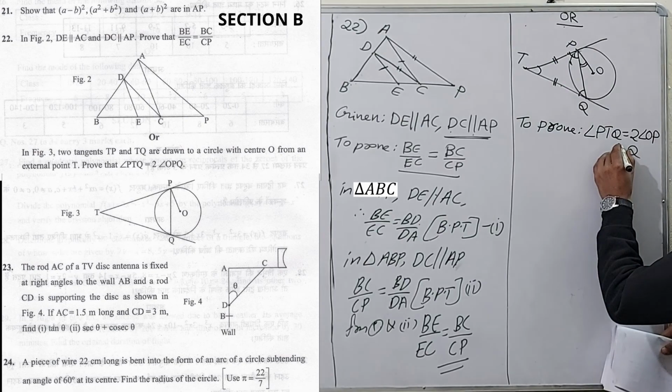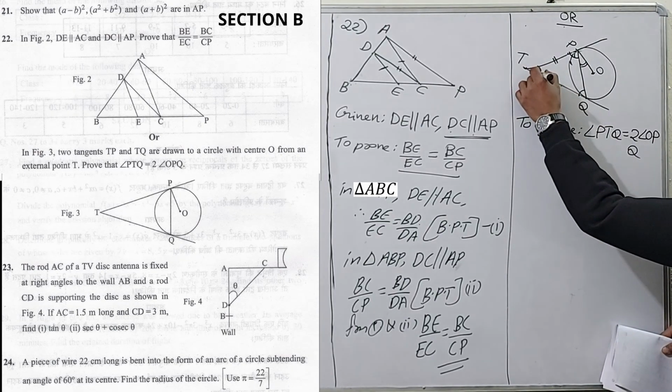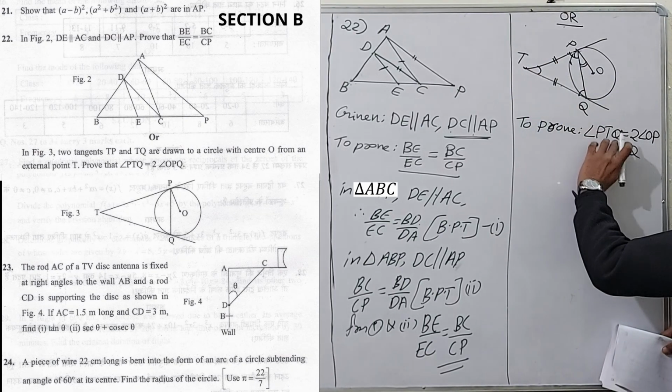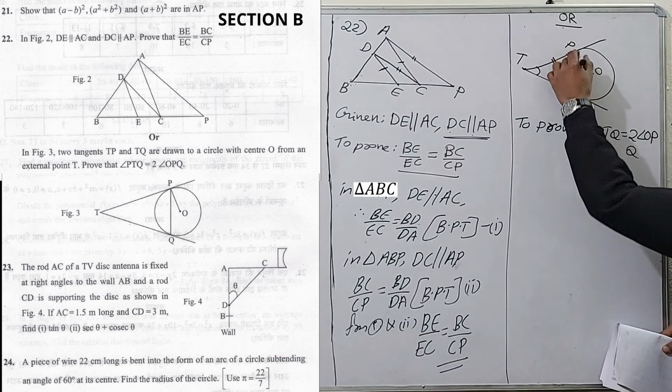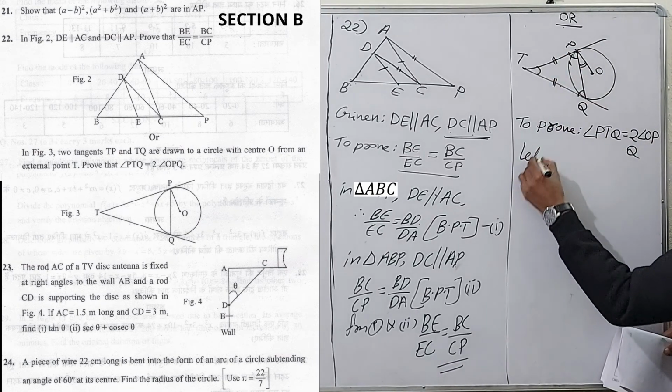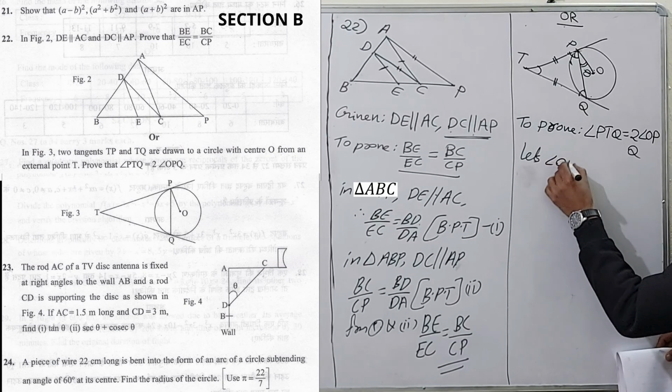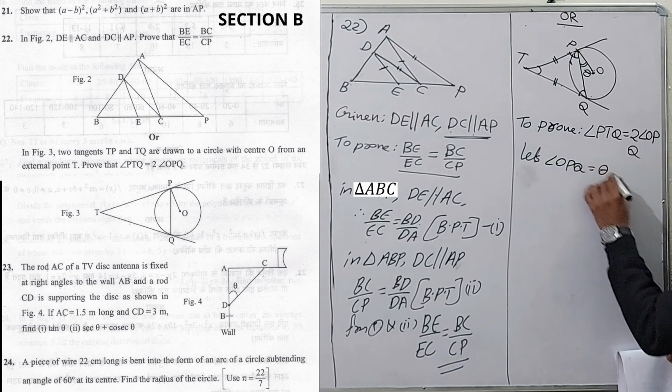What do we need to prove? Angle PTQ is equal to 2 times angle OPQ. So first let angle OPQ be equal to theta.